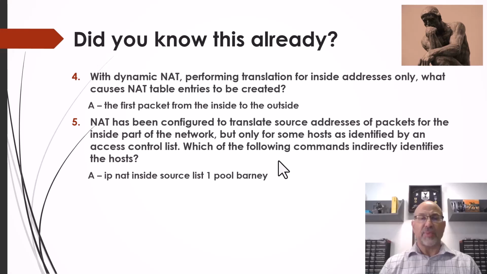Question number 5, NAT has been configured to translate source addresses of packets for the inside part of the network. Makes sense. But only for some hosts as identified by an access control list. Which of the following commands indirectly identifies the host? Well, if you take a look at your access list, you'll get an idea for who is being translated.